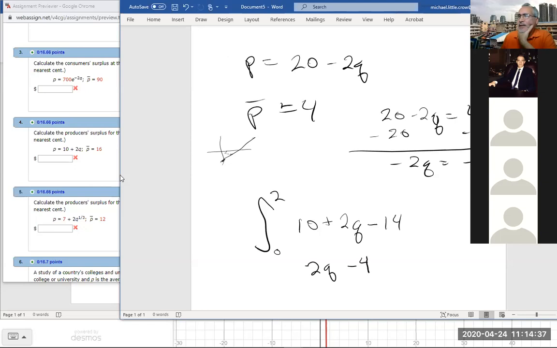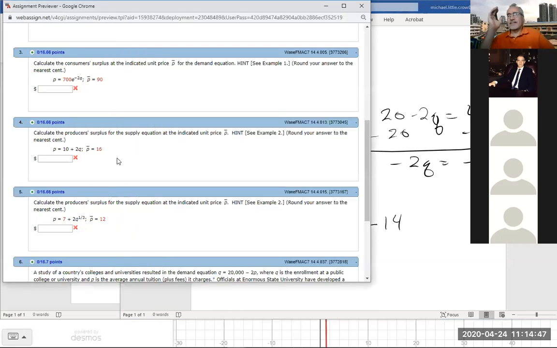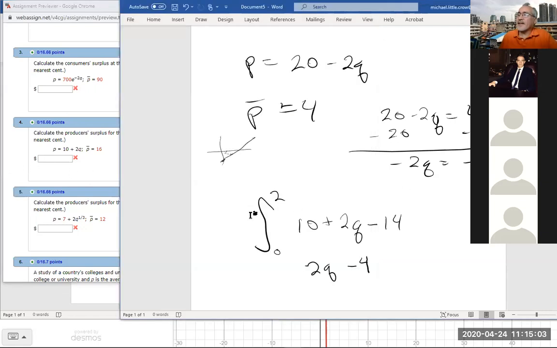Let's see, what are we doing? In the questions before, it's asking for the indicated unit price for the demand. But this one's asking for something a little bit different. This is asking for producer surplus. So this goes right back to the question Jacob was asking. I still got it wrong though when you told me to do it the other way. I don't know if I just messed it up somehow.